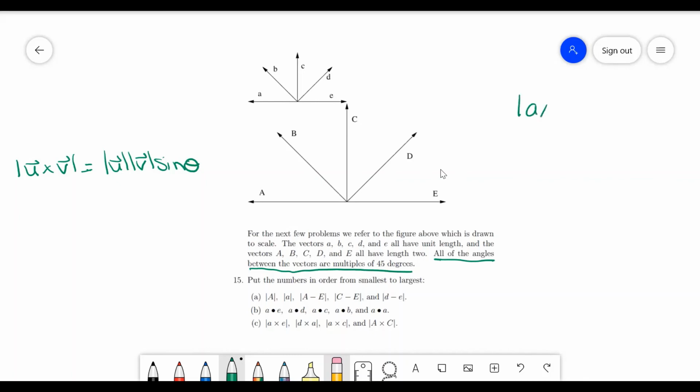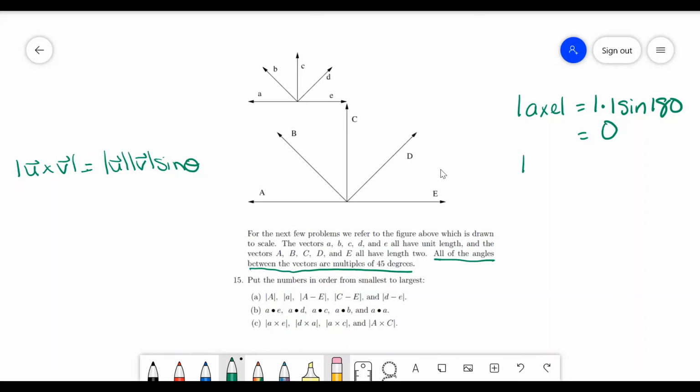So let's compute A cross E. In this case, we have 1 times 1 times sine of 180. Well, sine of 180 is equal to 0. And this highlights something that's really important with working with the cross product. It's flipped from the idea of the dot product, in that anytime two vectors are parallel, we're going to get 0 out of it. So something to keep in mind there.